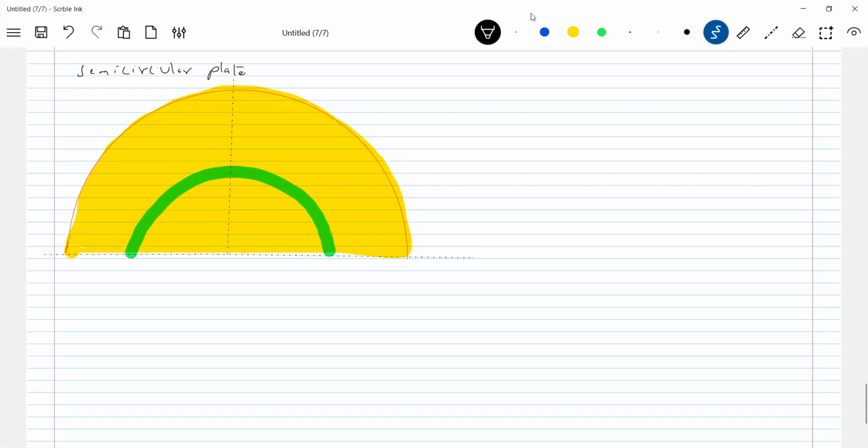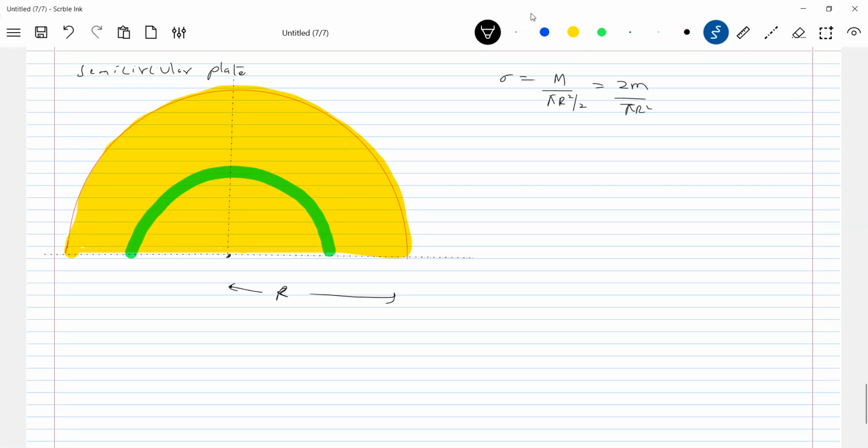Semicircular plate here. It has a radius r. Radius is r. Okay, this is having radius r. So we defined sigma, no? Area density is m by pi r square by 2, or 2m by pi r square.